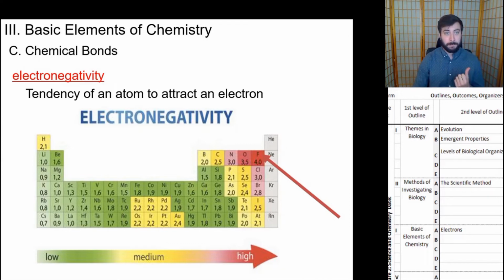But the second most electronegative element is one that's a little more ubiquitous, one you've probably heard of: oxygen. Okay. So oxygen is very electronegative and is very good at taking electrons from different elements and atoms. Something to keep in mind for later. We'll talk about that more.